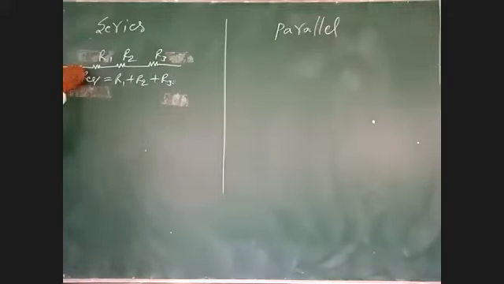Let us assume current I is flowing in the series circuit. What is the current in resistance R1? I. In resistance R2? I. Similarly, R3 also I. I is the current that is flowing in series. In series, current will be the same. Whatever the number of resistances we connect in series, the same current will flow in R1, R2 and R3.